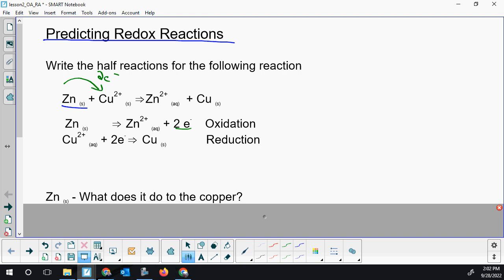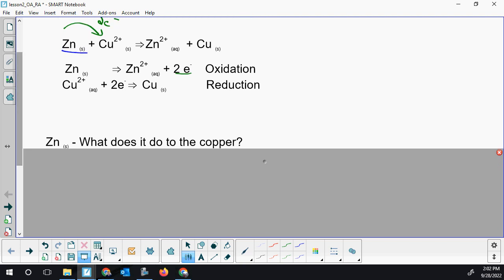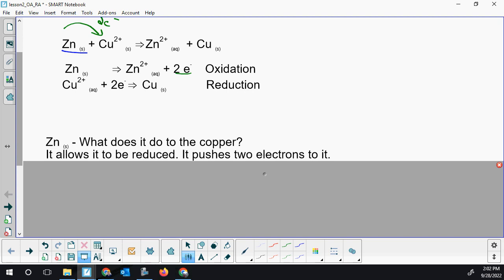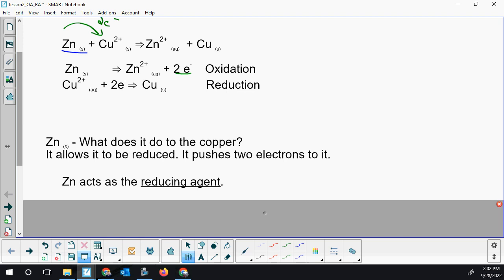So we're going to think from this different perspective. The zinc, what does it do to the copper? It allows it to get reduced. If the zinc wasn't there, copper couldn't gain any electrons. It provides the electrons for it to react. So another way to think of zinc is as the reducing agent. It causes the other chemical to gain electrons.